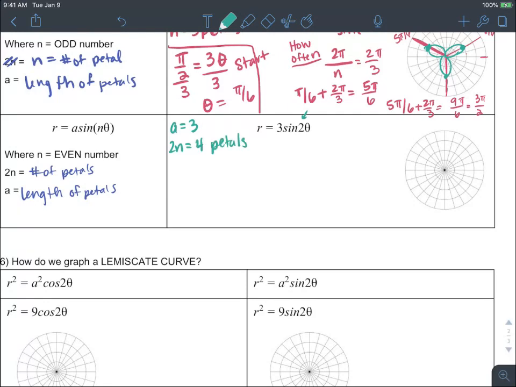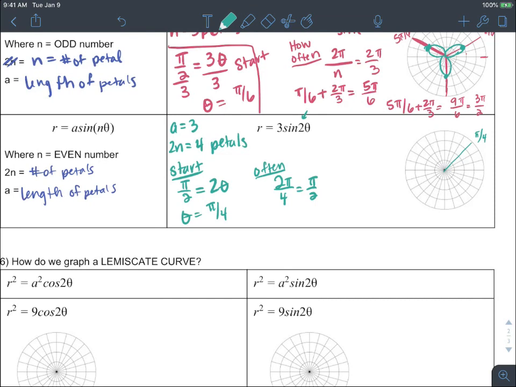For my start, I'm going to take pi over 2, and I'm going to set that equal to my 2 theta. Okay, and so now we're going to divide to give me pi over 4. So I'm going to start my graph at pi over 4. Now, how often? I've got to take my 2 pi and split it evenly by the number of petals, so by 4. So every pi over 2 radians. So pi over 2 would just be 90 degrees.